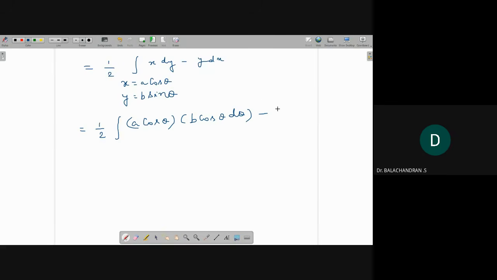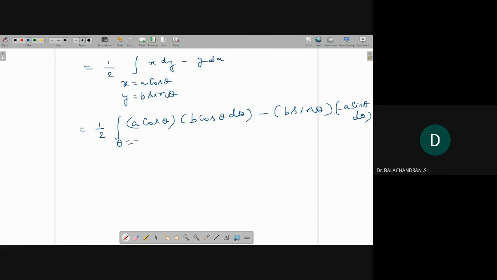Y is b sin theta and dx is minus a sin theta into d theta.